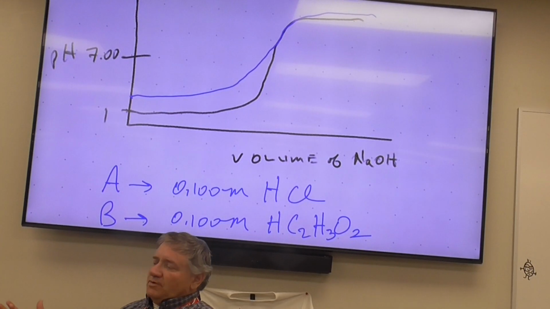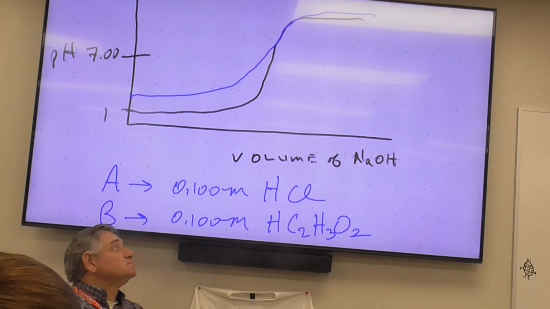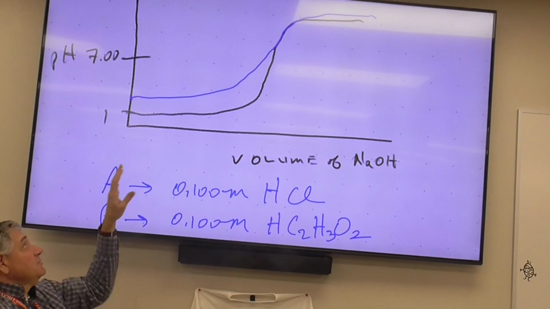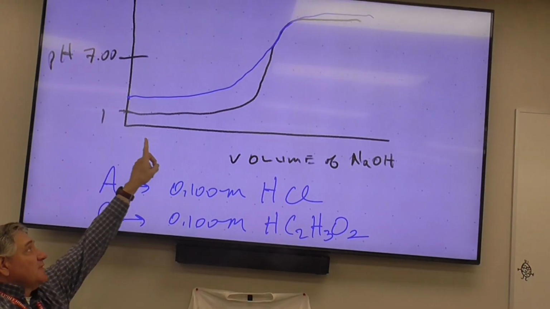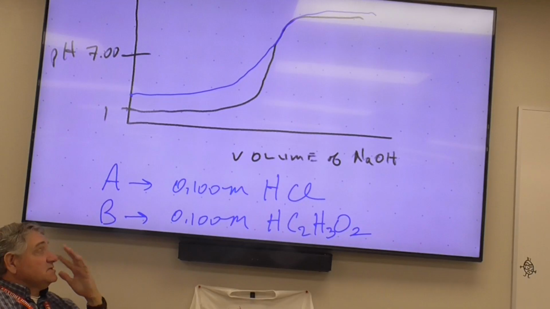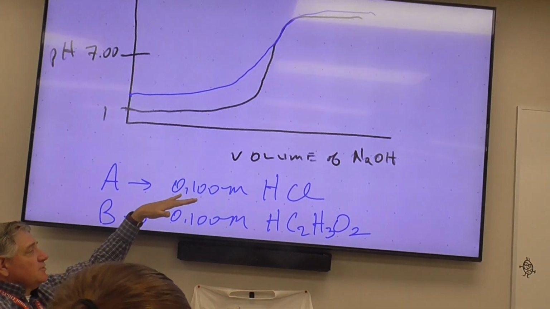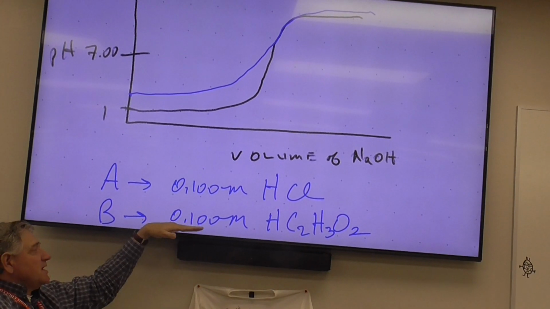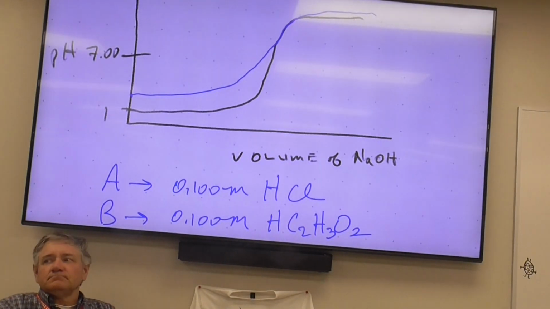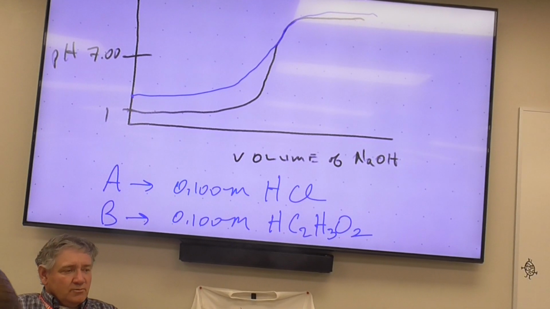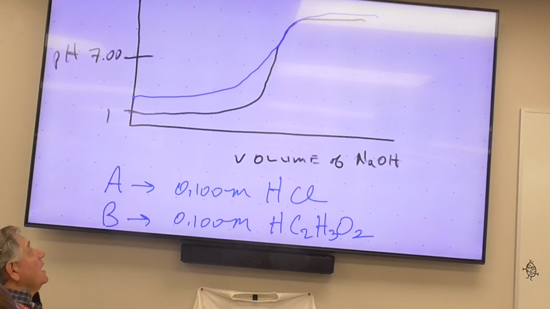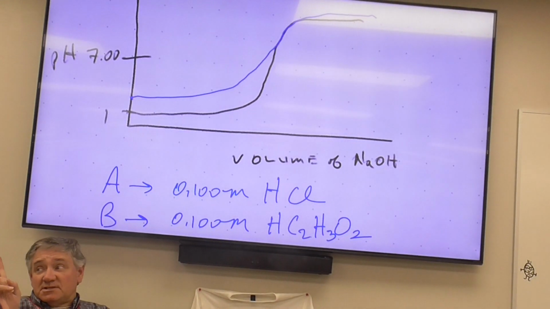So let's say I gave you this question, okay? You have a pH versus volume curve. You have two lines, the pencil line and the blue line. One of those is for the titration of 0.1 molar hydrochloric acid, and the other is the titration curve for 0.1 molar acetic acid. B is for blue. Which one is which? B is for blue. Why?